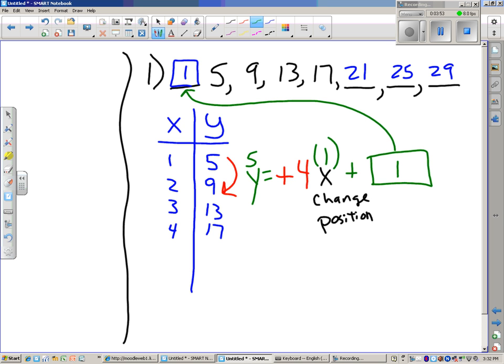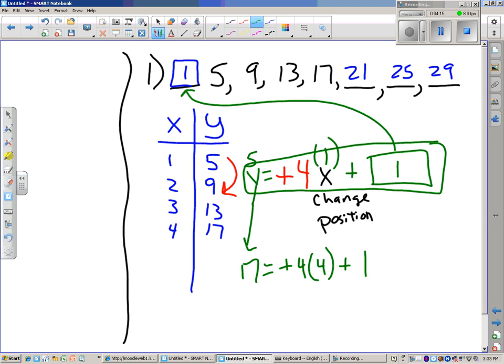The reason we like this is at any point I could plug in a number. For example, if I plug in y as 17, that works for the sequence. 4 times 4 is 16. I plug that in for the x, plus 1. 16 plus 1 gives me 17. You could use this equation to tell me what the 100th number is, to tell me what the 200th number is.